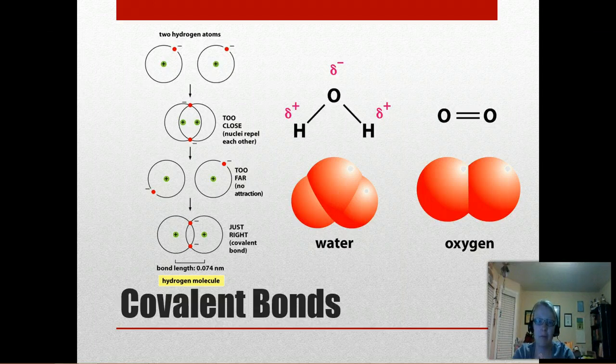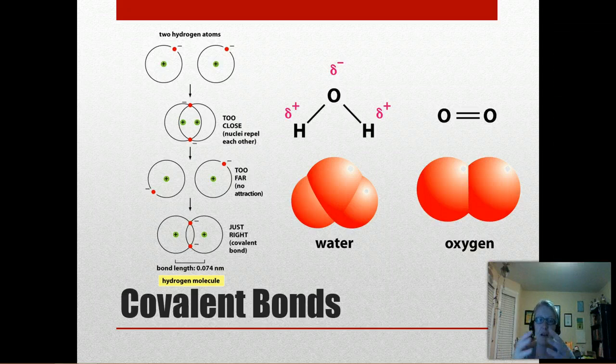In polar covalent bonds, one of the atoms in the molecule is hogging the electrons, and you can see that here with water. In the case of water, oxygen is pulling the electrons towards it, where the hydrogen ions then have this positive charge. And this is what's going to create the attractions for hydrogen bonds that we're going to talk about here in a little bit. Whereas with the molecular oxygen, you can see that they equally share those electrons, so there is no charge across it.